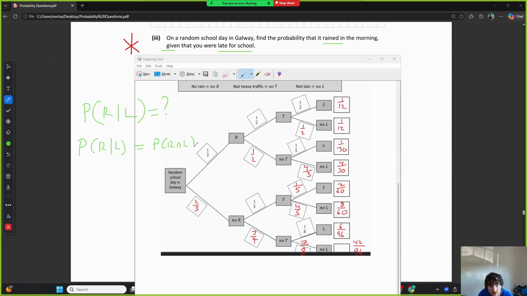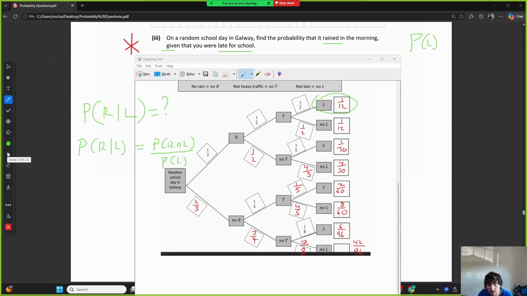Or intersect L, divided by the last thing mentioned, which is the probability of being late. Now, this is great because you think about what was part 2. Part 2 actually had us work out the probability of being late. Do we remember what the probability of being late was? It was when we added this to this to this to this. That was the probability of being late, right?